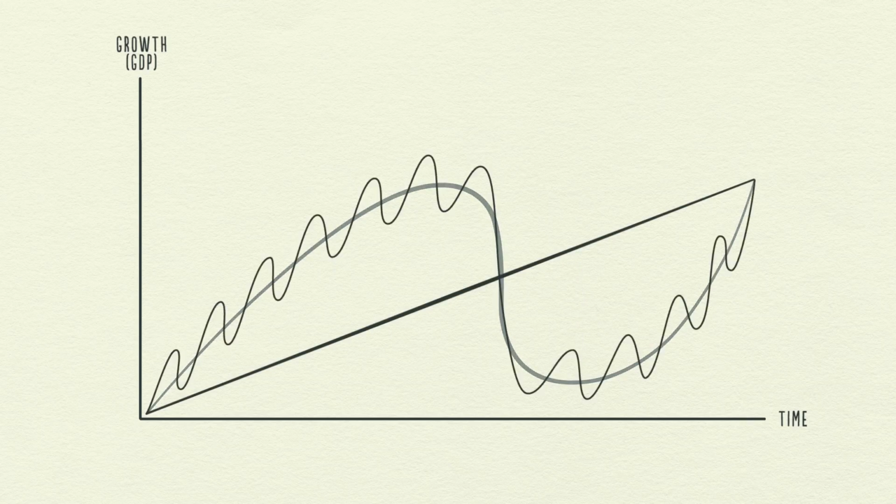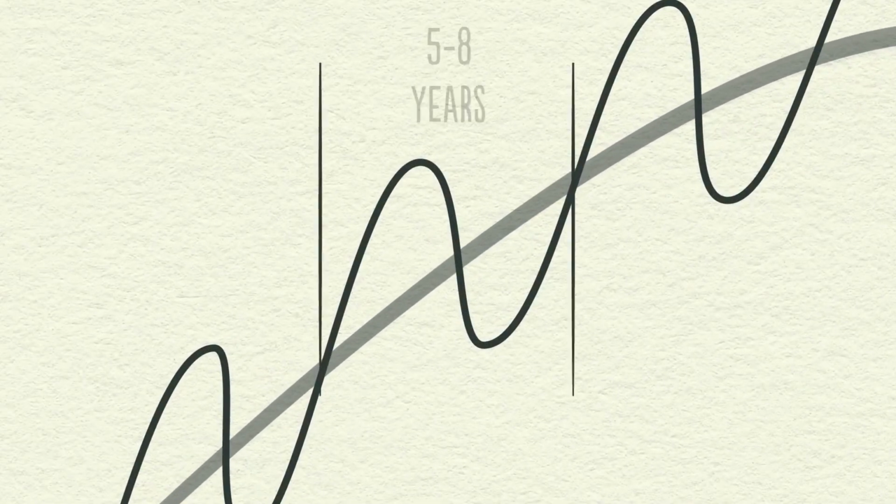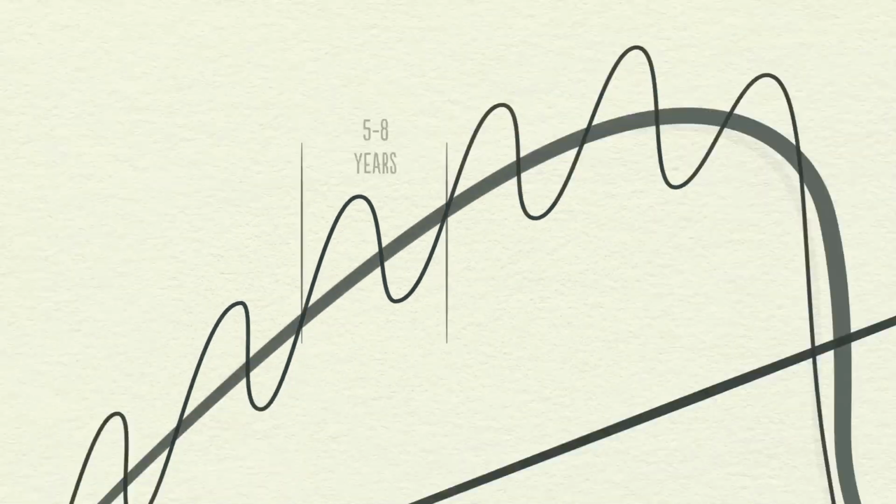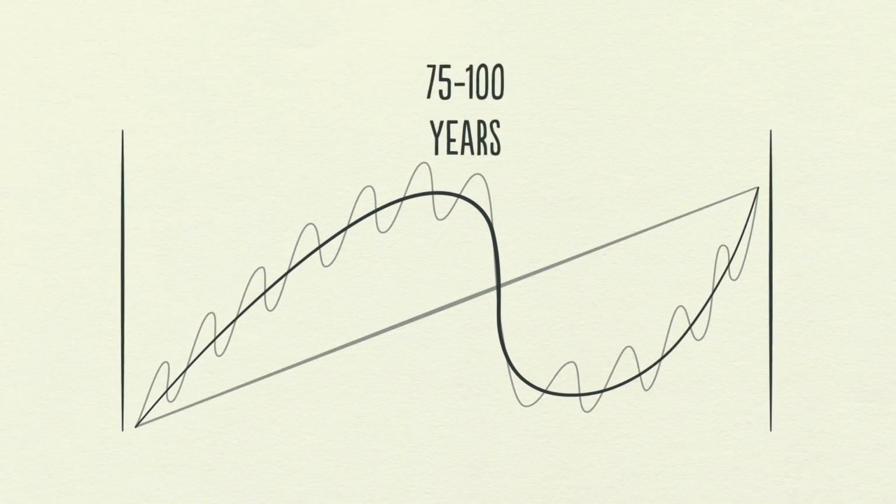Debt swings occur in two big cycles. One takes about 5 to 8 years, and the other takes about 75 to 100 years. While most people feel the swings, they typically don't see them as cycles because they see them too up close, day by day, week by week.